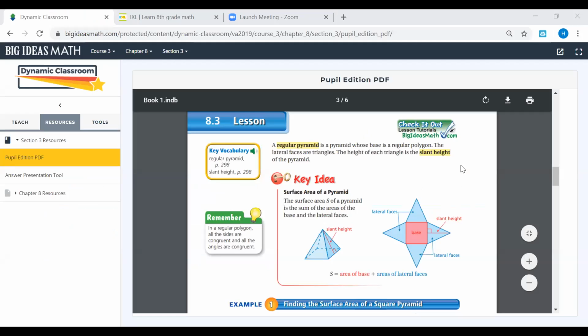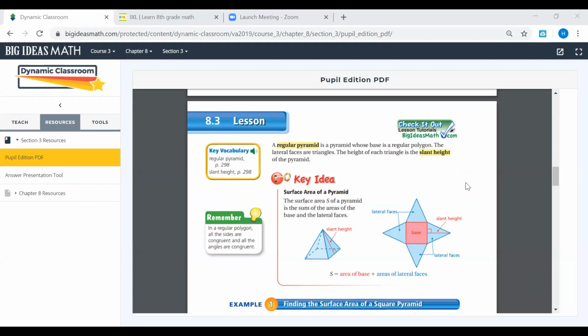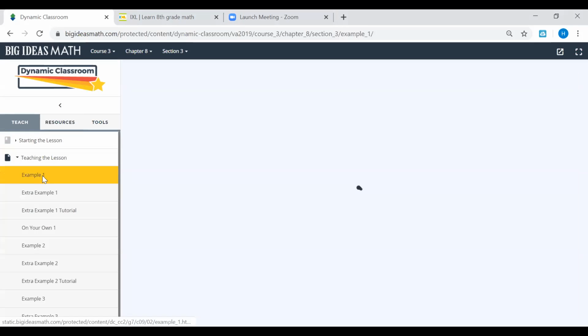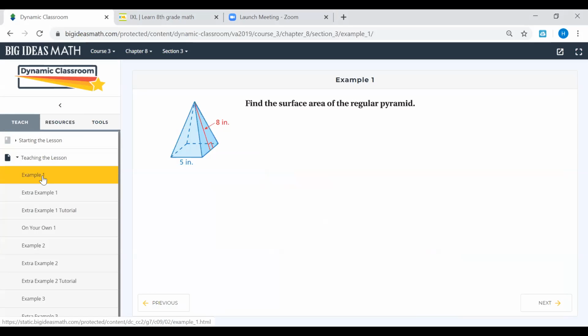So this is what the lesson looks like. It gives you a definition. A regular pyramid is a pyramid whose base is a regular polygon. The lateral faces are triangles. The height of each triangle is the slant height of the pyramid. So I'm going to show you the online tutorial. But if you look on your page, you have the same example in front of you as well. And so for example 1, it says find the surface area of the regular pyramid.